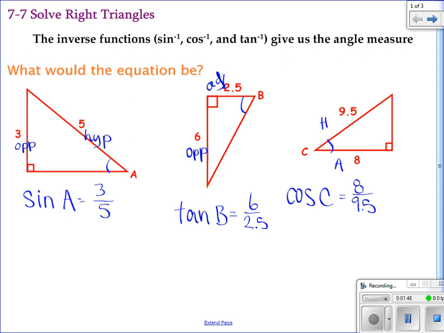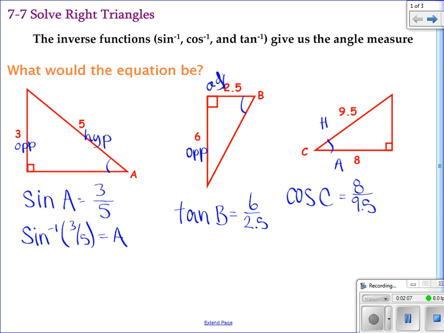Now, if you're asked to solve for that angle measure, here's how you put it in your calculator. On the next step, you're going to write this for your work. Sine -1 of 3 divided by 5 is equal to A. So what the -1 does, that inverse, it switches the A and the 3/5 in their positioning. Okay, so this is what you put into your calculator.